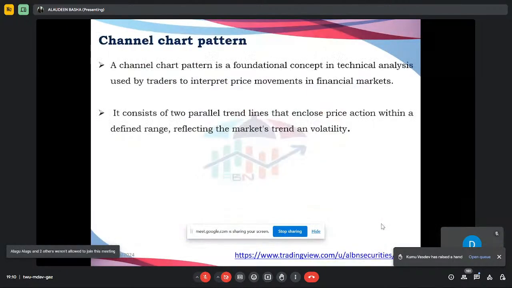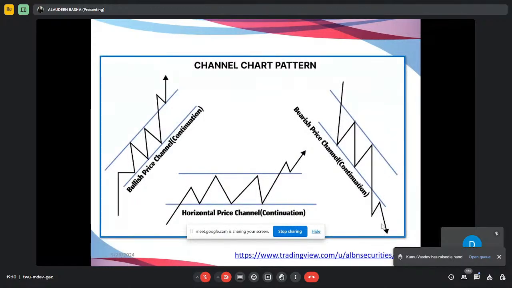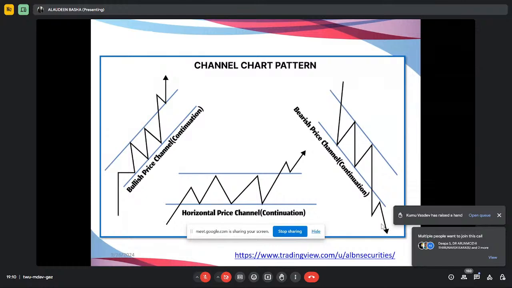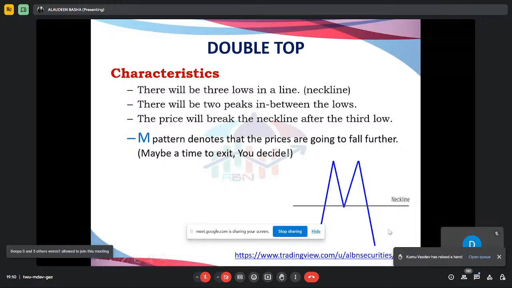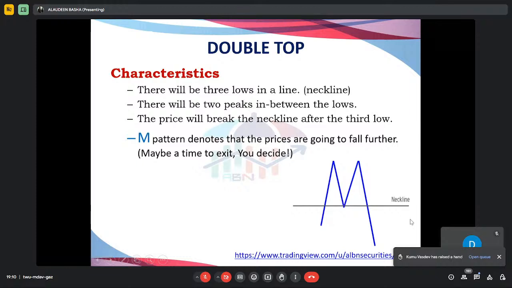Final one is channel pattern. A channel is like a double line of trend line. We have three kinds of channels: uptrend, downtrend, and also sideways channel. Okay. Let's move on to today's topic, the next very important and very basic criteria in technical analysis: double top and double bottom.